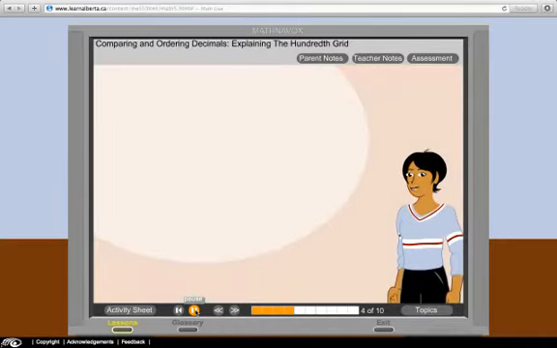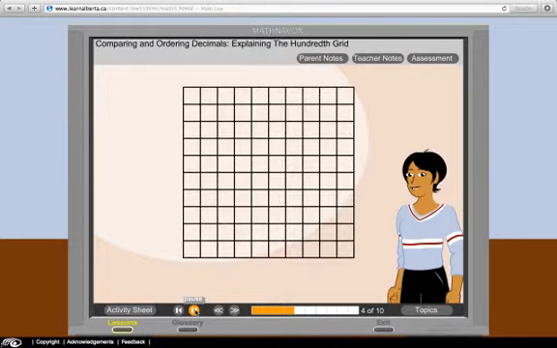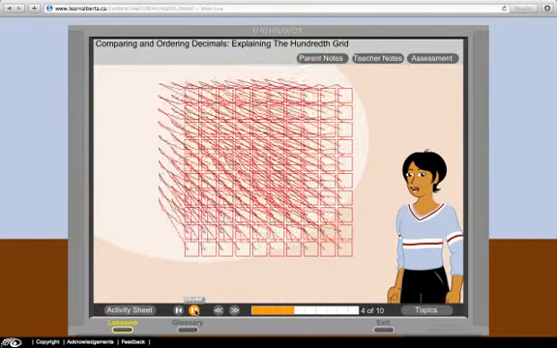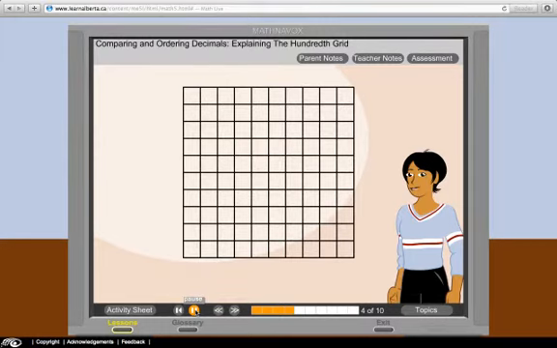Before we continue, let's explain what a 100 grid is. We will be using this grid to compare decimal numbers. The grid is divided into 100 squares. Each of these squares represents 1 out of 100, or 1/100th. The grid can also be divided into 10 strips of 10 squares. Each of these strips represents 1 out of 10, or 1/10.